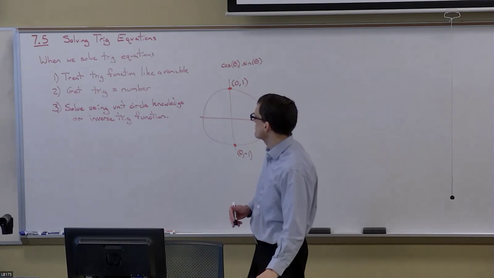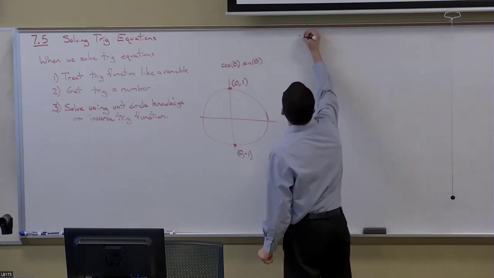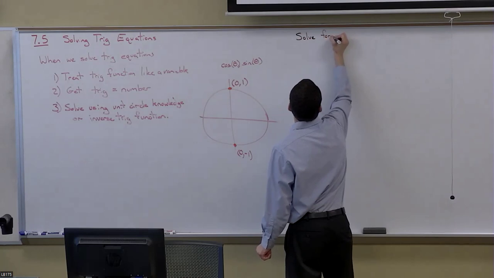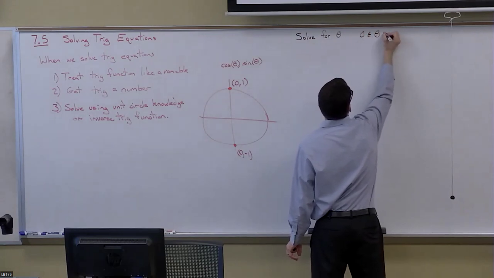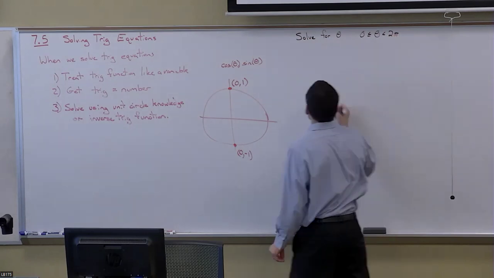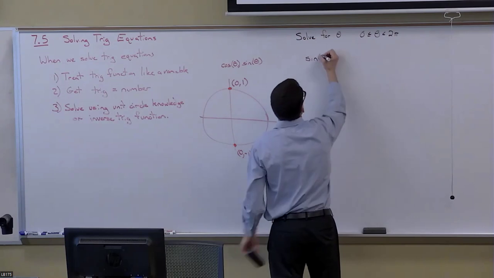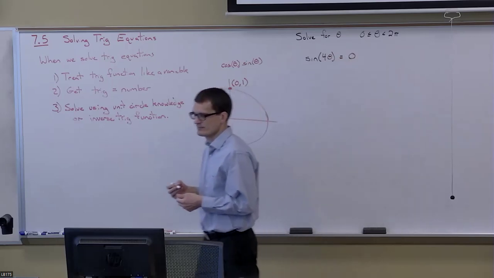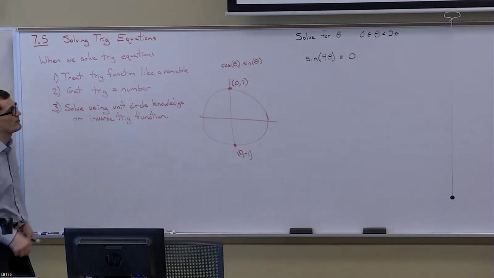So let's do a couple of examples of solving trig equations. Maybe I'll start with some stuff that we already know. Okay. So we want to solve for theta, where theta is between 0 and 2 pi. And let's take sine of theta. No, I'm sorry, I miswrote that. Sine of 4 theta is equal to 0. So sine 4 theta is equal to 0.